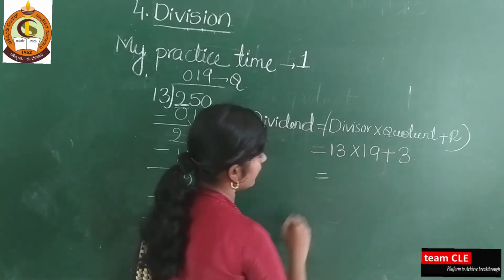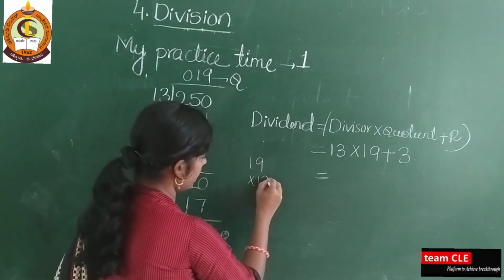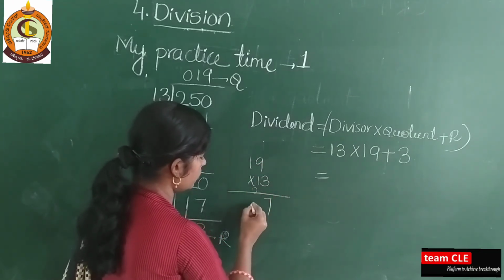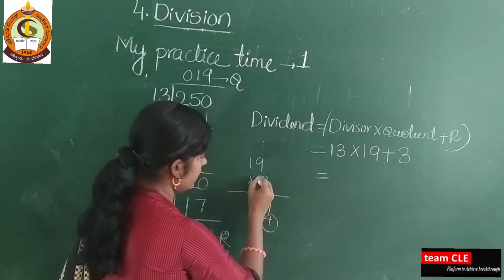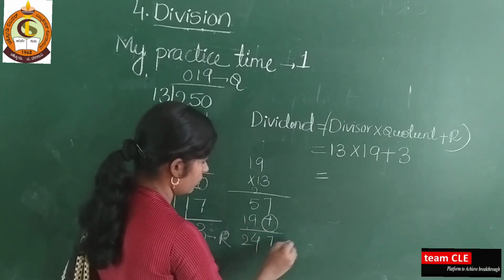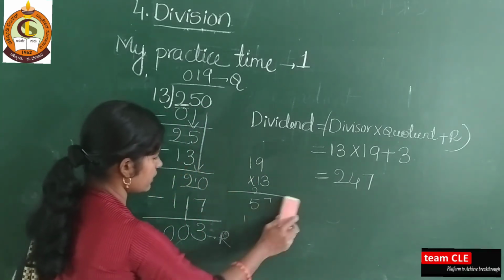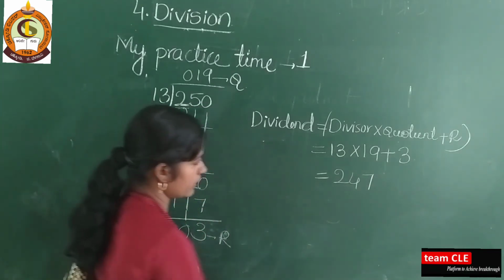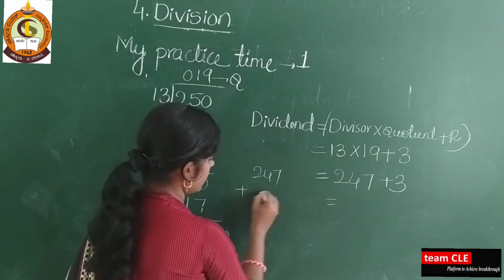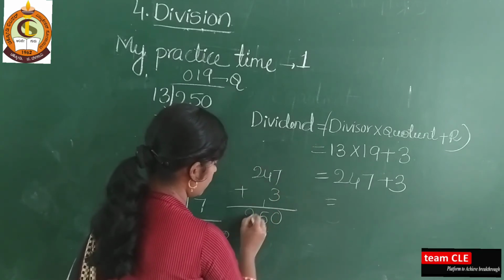Here you can take 13 9s are or 19 13s are. I will take 19 13s are. So multiply this: 3 9s are 27, 3 1s are 3, 3 plus 2 is 5. Write the 7 here, and 1 9s are 9, 1 1s are 1. 9 plus 5 is 14, and this 2. So how much do I have to write here? 247. Plus 3. By adding 247 plus 3, 7 plus 3 is 10, 4 plus 1 is 5, and this 2 you write as it is.